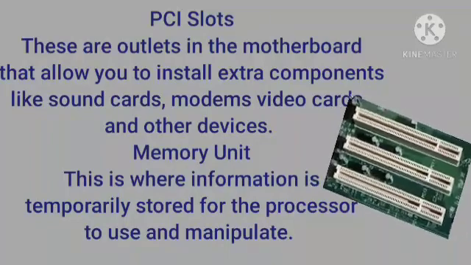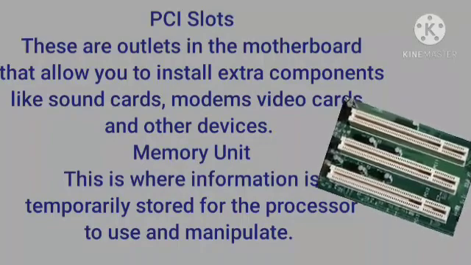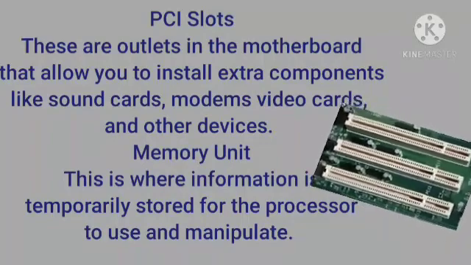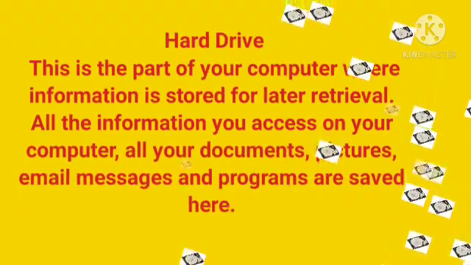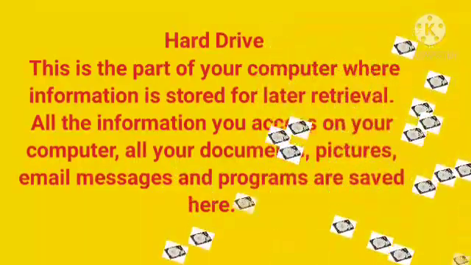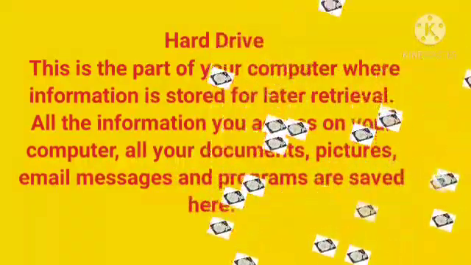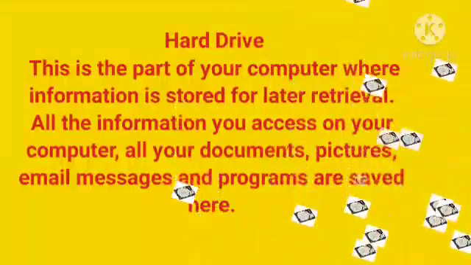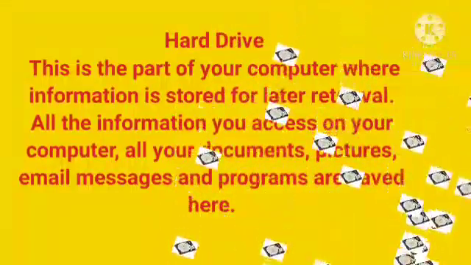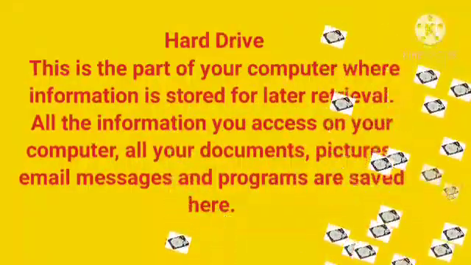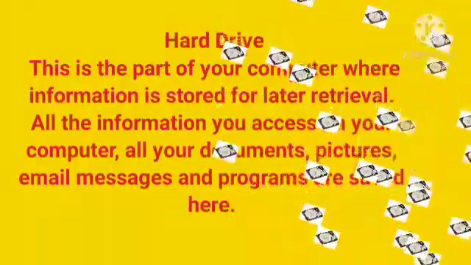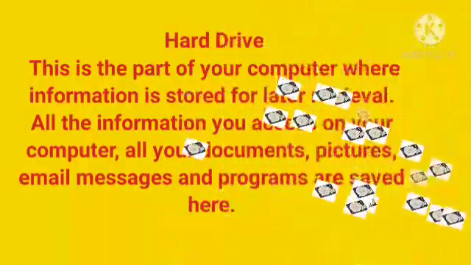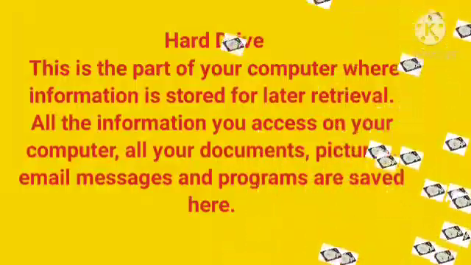Memory unit. This is where information is temporarily stored for the processor to use and manipulate. Hard drive. This is the part of your computer where information is stored for later retrieval. All the information you access on your computer, all your documents, pictures, email messages and programs are saved here. Unlike memory, the hard drive stores information even after the power is turned off.